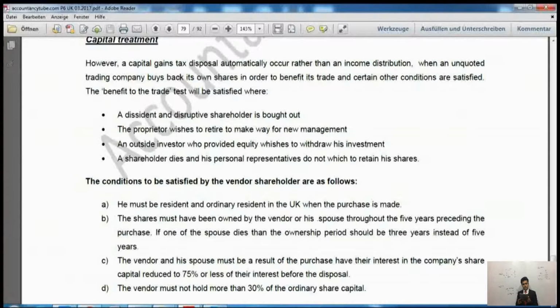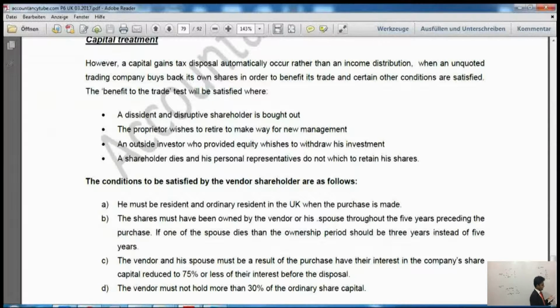So a capital gains tax disposal automatically occurs rather than an income distribution when an unquoted trading company buys back its own shares in order to benefit its trade and certain other conditions are satisfied. So it will be treated as capital gains tax when an unquoted trading company buys back its own shares and certain other conditions are met as well.